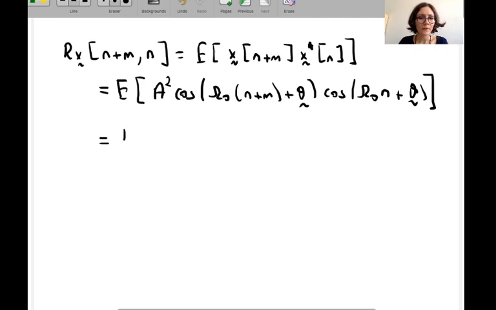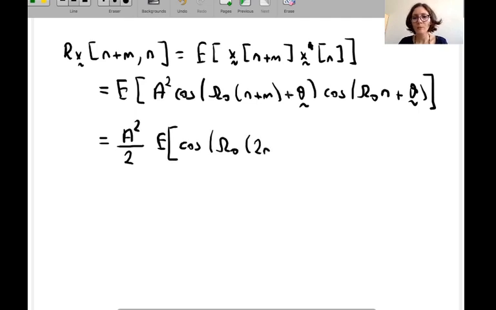So A squared will go outside, and we have this 1 over 2 factor coming from the trigonometric identity. And then let's rewrite our expectation operation. I haven't evaluated the expectation yet, I'm just reorganizing what's inside the expectation. The first term will be from cosine A plus B, just summing up the arguments of the cosines: omega 0, n plus m, and then 1 n coming from here, so 2n plus m. And then you have theta plus theta, which makes 2 theta. So this is the A plus B term.